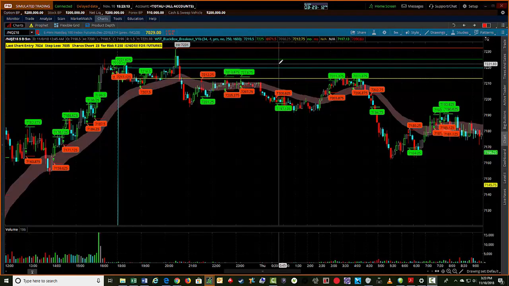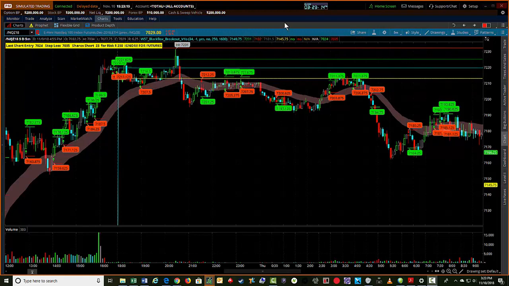I want to take you through a little NQ trade that we did and called out in our trial futures day trading service that Paul and I are working on in the background as potential for service in the future. But I want to take you through a little NQ trade using the black box breakout indicator.